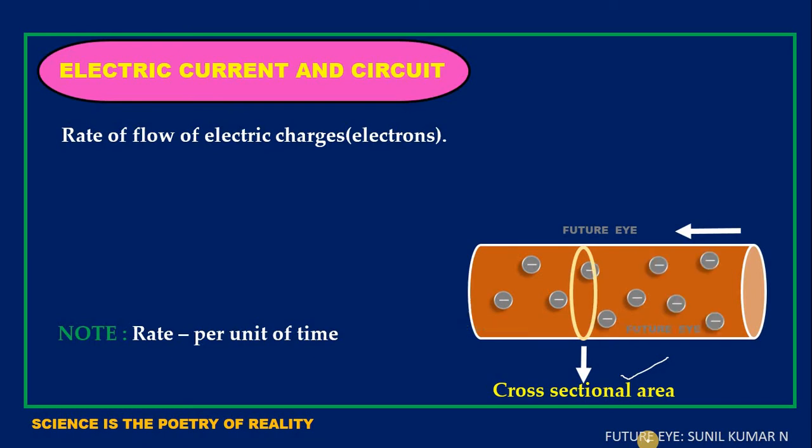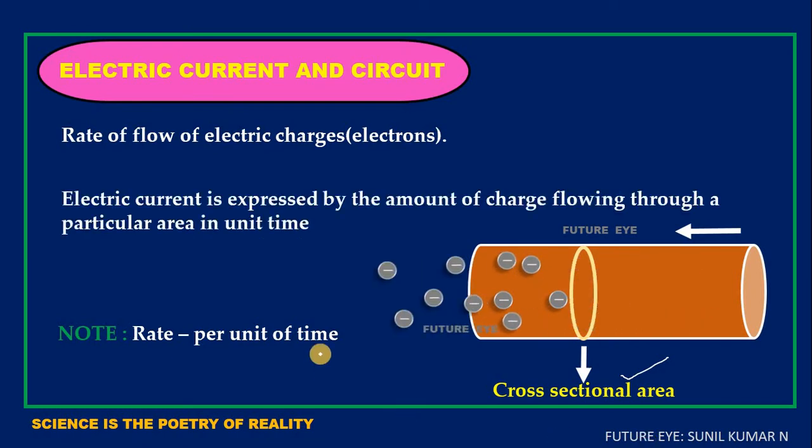We can write this definition like this also, children. Electric current is expressed by the amount of charge flowing through a particular area in unit time. So this is the cross-sectional area, otherwise the particular area. Through this particular area, how much amount of charge flowed in 1 second? That we call electric current. I hope you got the definition of electric current.